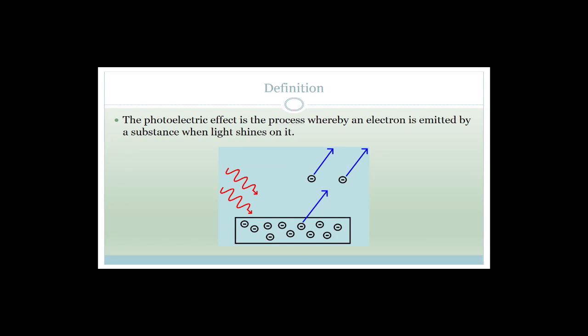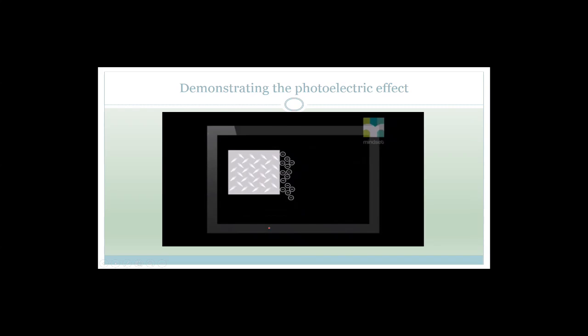So what we're going to discuss in this lesson is that the photoelectric effect occurs when an electron is emitted by a substance, well, it's a metal, when light shines on it. But this only happens with specific metals, and it also only happens when specific light is shone on the different metals, and we're going to discuss that some more.